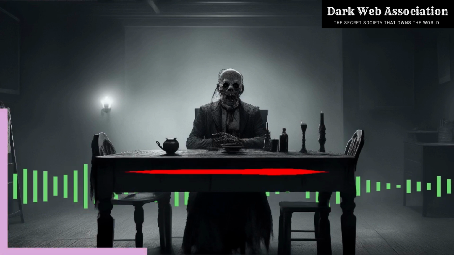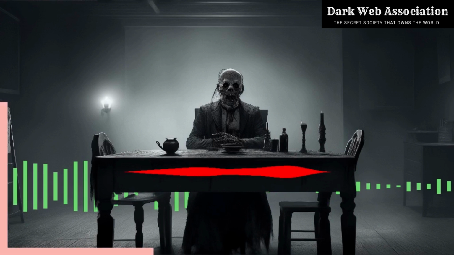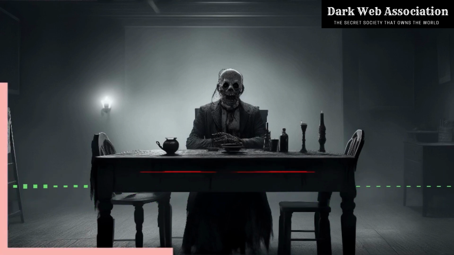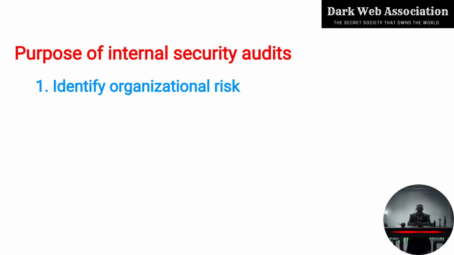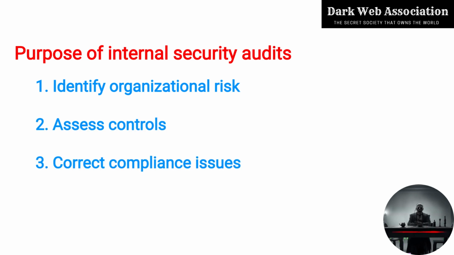Internal security audits are used to help improve an organization's security posture and help organizations avoid fines from governing agencies due to a lack of compliance. Internal security audits help security teams identify organizational risk, assess controls, and correct compliance issues.